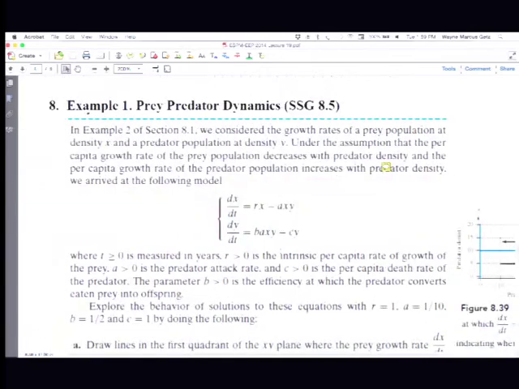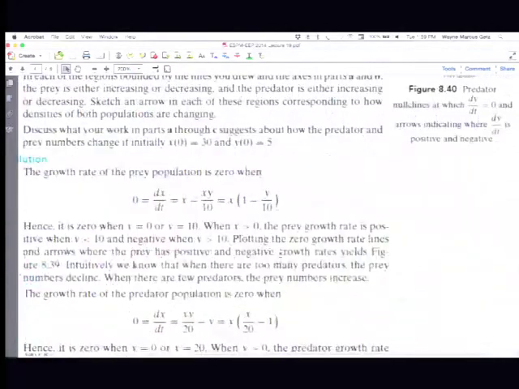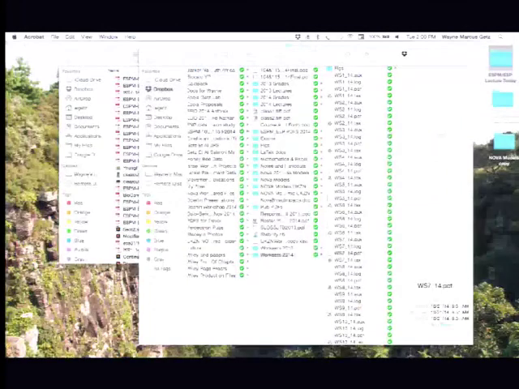And if you go to the calculus textbook 8.5, example 1, then it'll discuss how to draw the isoclines and how to analyze the behavior. So that's it for today. And then coming next, on Thursday, we're going to discuss the prey-predator system in more detail. And so I'll see you all on Thursday.